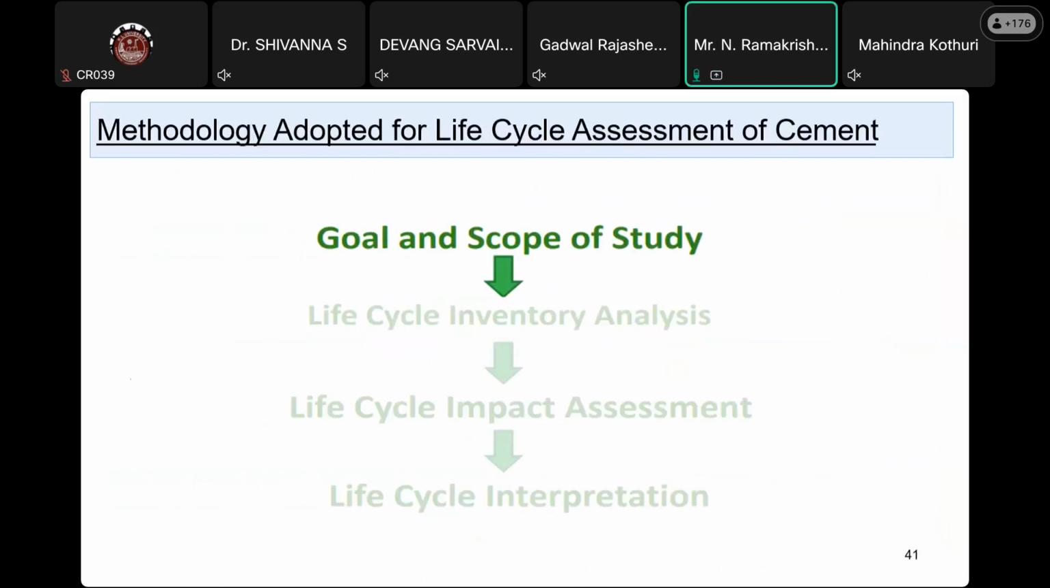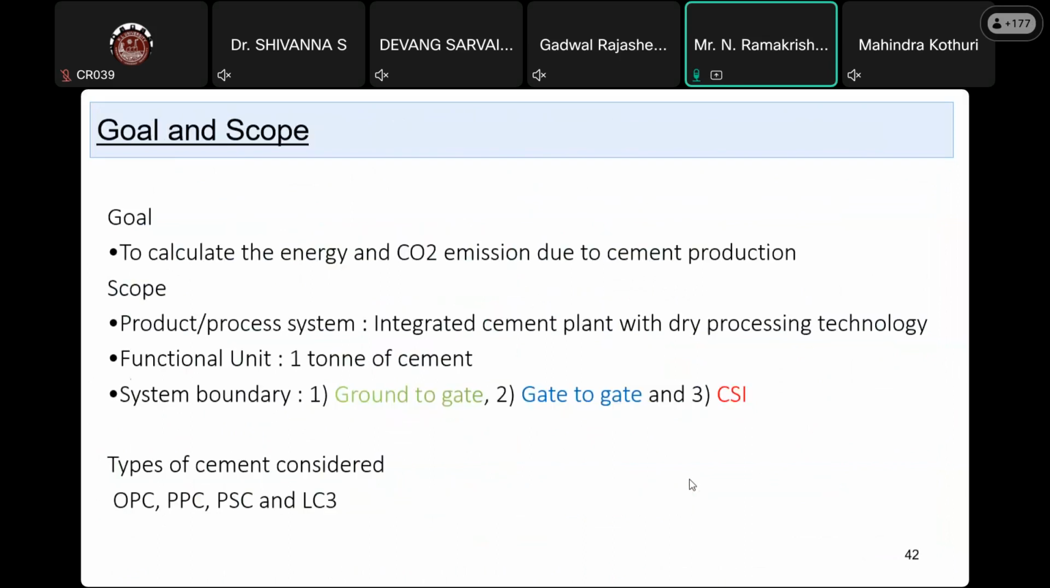So this is the goal and the scope of the studies. You define the goal, analysis, assessment, and interpretation. The first one is the goal, that is to calculate the energy. For the last 1 hour, I was putting more stress on two parameters: one is energy, and number two is CO2 emission due to cement production. So that is the goal and scope.